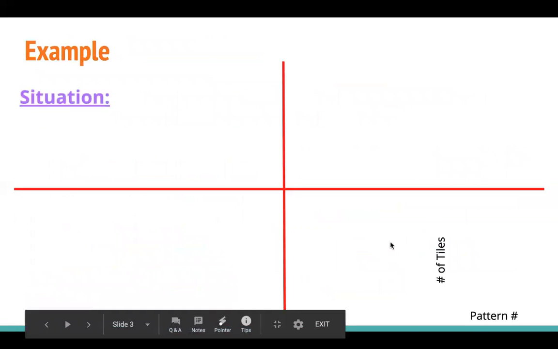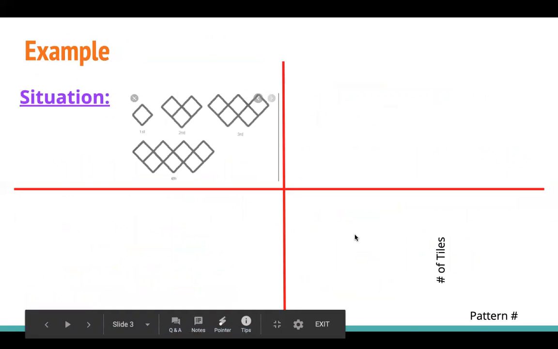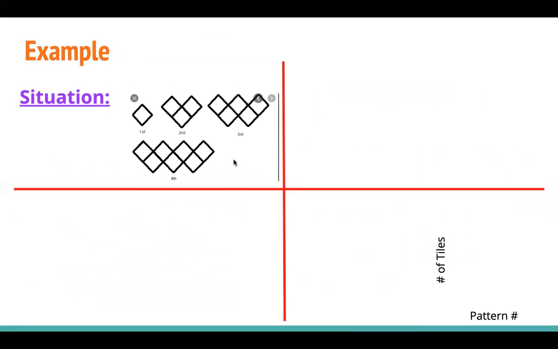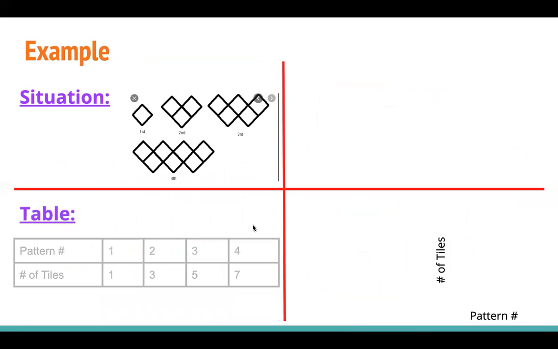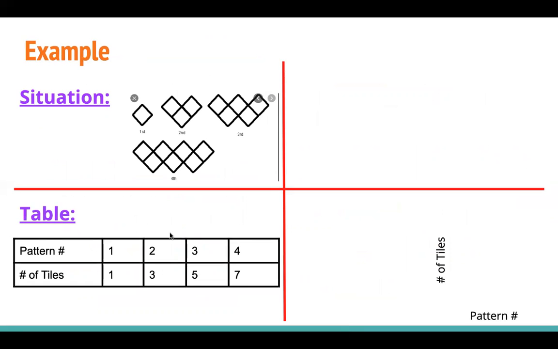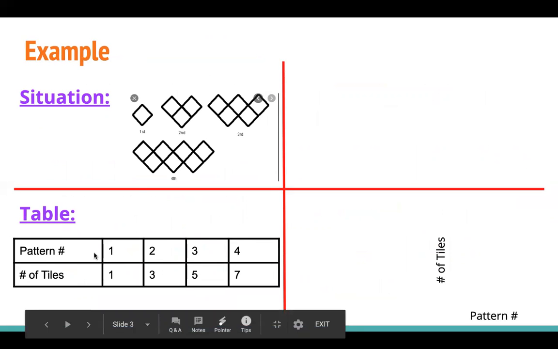So here's an example. For our situation, we'll bring one from the class yesterday. I've got these tiles. For my table, I have the pattern number and then the number of tiles. So here I put the pattern numbers on the bottom, 1, 2, 3, 4. And then here I counted up these squares, 1, 3, 5, and 7. You can clearly see the pattern number is increasing by 1 and the number of tiles is increasing by 2.